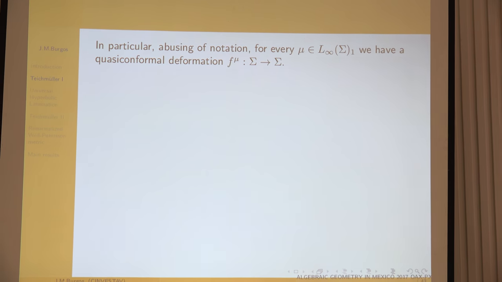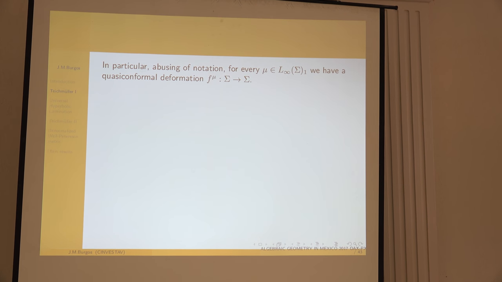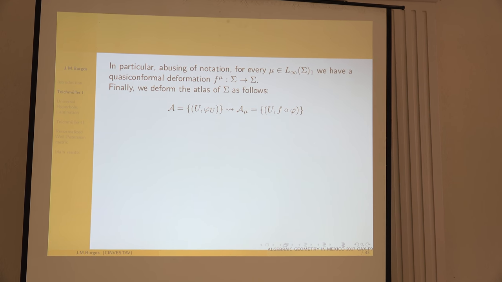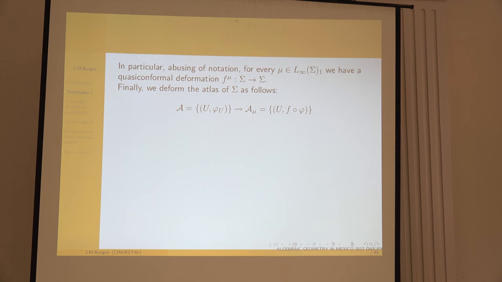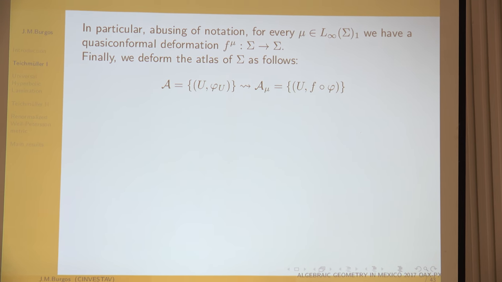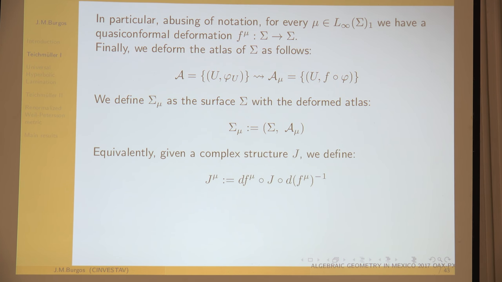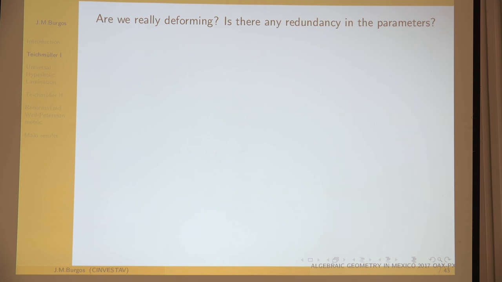Well, in particular, abusing notation, for every Beltrami differential we have a quasi-conformal deformation. And finally, we deform the complex structure in this way. Given a complex structure, we deform it like this, and the resulting curve will be called the deformed curve. Equivalently, we can write it in the complex structure. And a natural question: are we really deforming? Is there redundancy in the parameters?